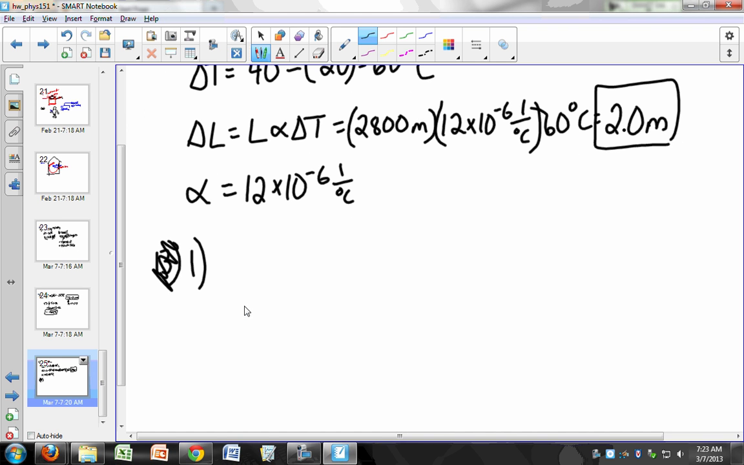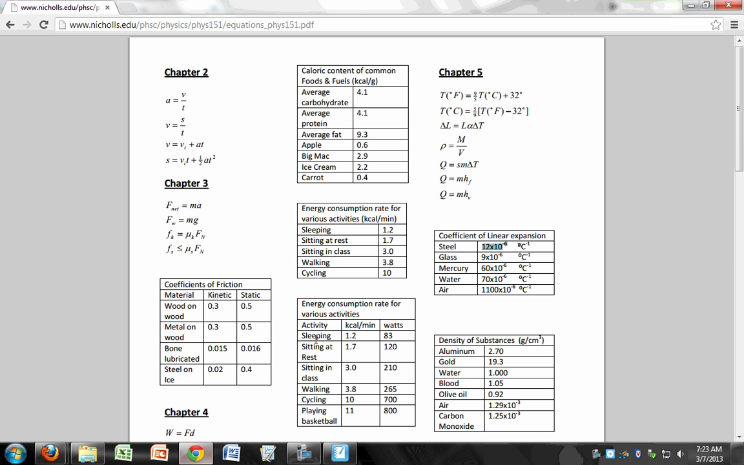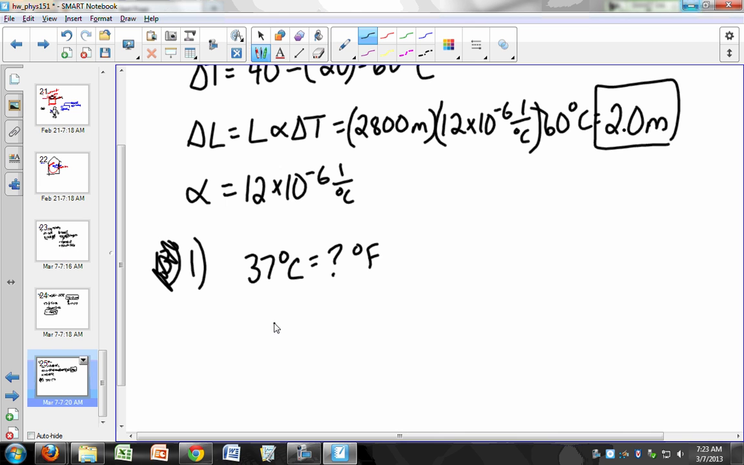Normal body temperature is 37 degrees Celsius. Convert this to Fahrenheit. So I want to know what this is in degrees Fahrenheit. I'll go back to my equation sheet. In order to convert degrees Celsius to Fahrenheit, 9/5 T degrees Celsius plus 32. And this is equal to my temperature in degrees Fahrenheit. So that's 9/5 of 37 plus 32. You get 98.6.